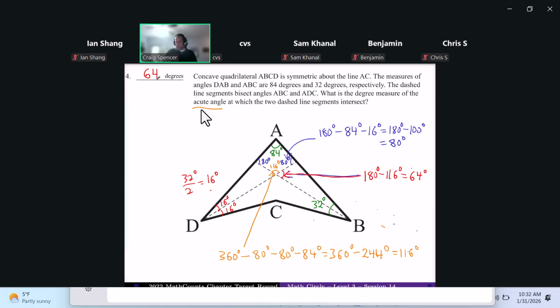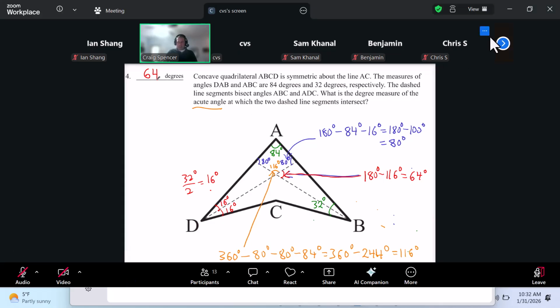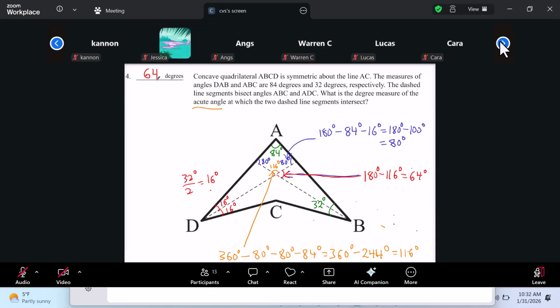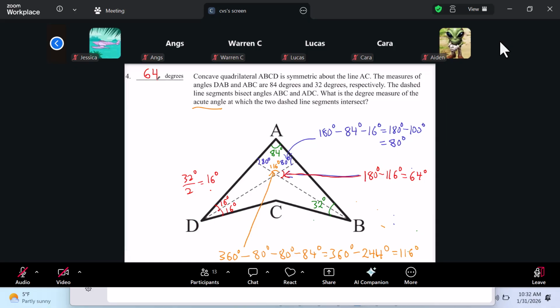If anyone has any questions, put it in your chat or raise your hand. Otherwise, we can do problems 5 and 6. And note here, the difficulty is going to start ramping up a little bit. Usually questions 7 and 8 are pretty difficult on these target rounds, especially question 8. Okay, I'll reset the timer and let's look at 2 new problems.